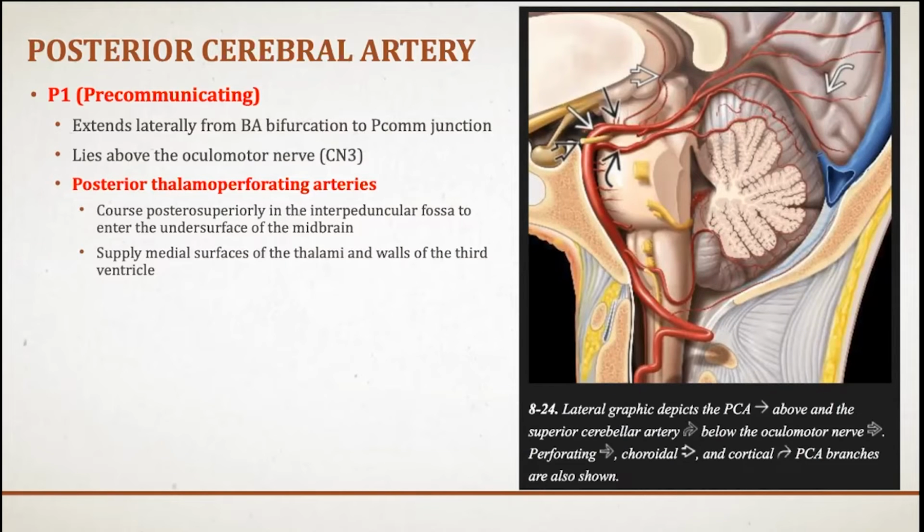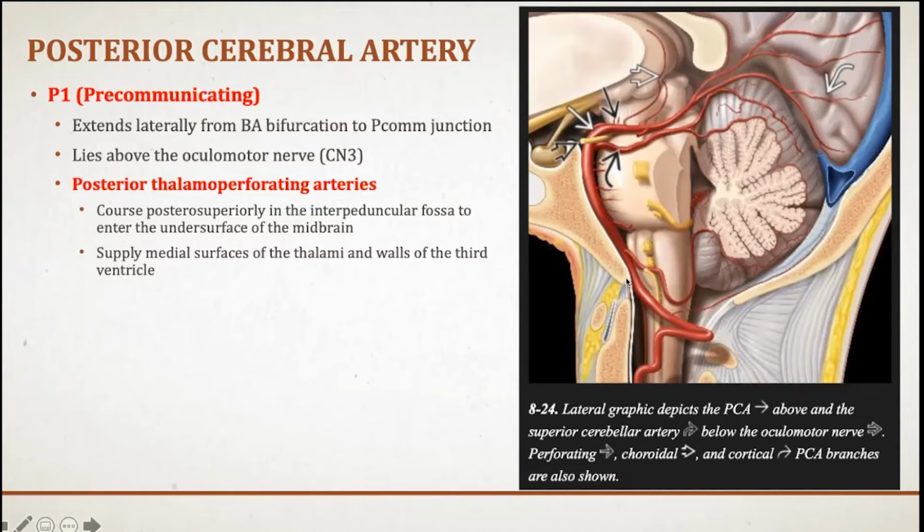So you have the P1 posterior cerebral artery, the pre-communicating artery that extends laterally from the basilar artery bifurcation to the PCOM junction. So you have the vertebral artery that bifurcates at its apex, and it gives off the two P1 branches, or the two P1 posterior cerebral artery branches. And P1 is the segment of the posterior cerebral artery right before the PCOM joins from the anterior circulation. And this P1 segment lies above the oculomotor nerve, or cranial nerve 3, which you can see right here.